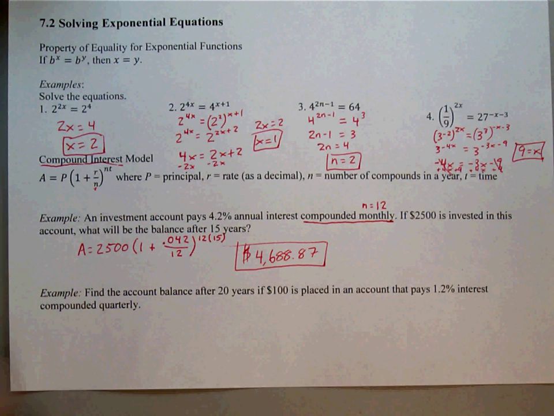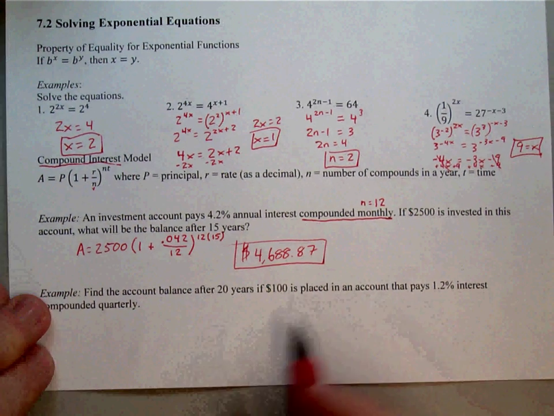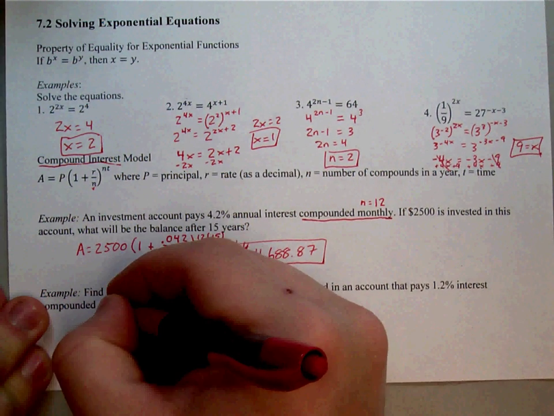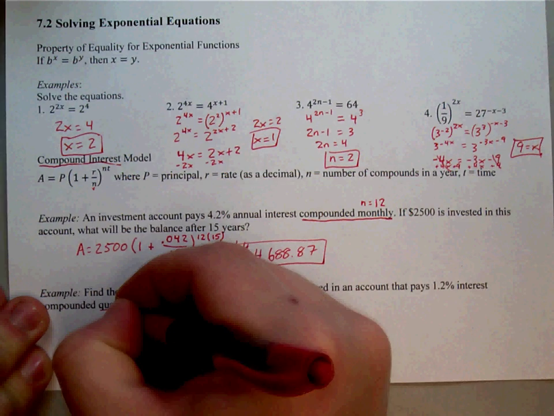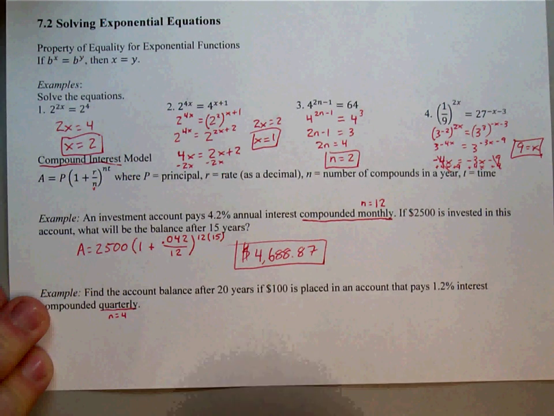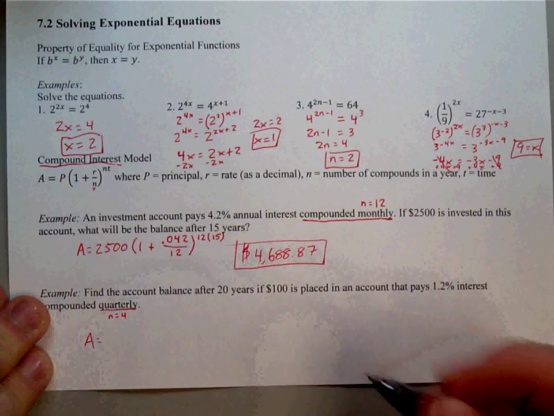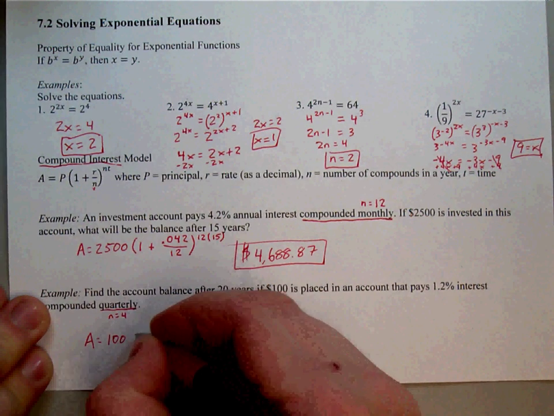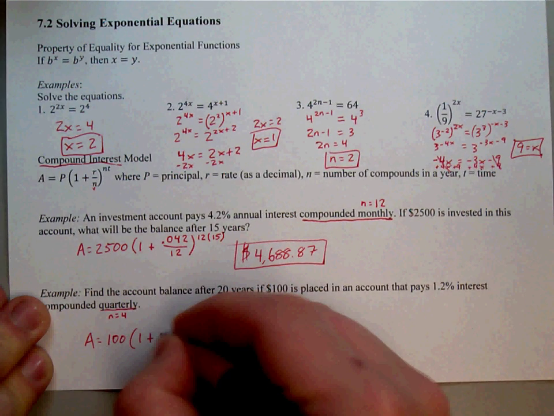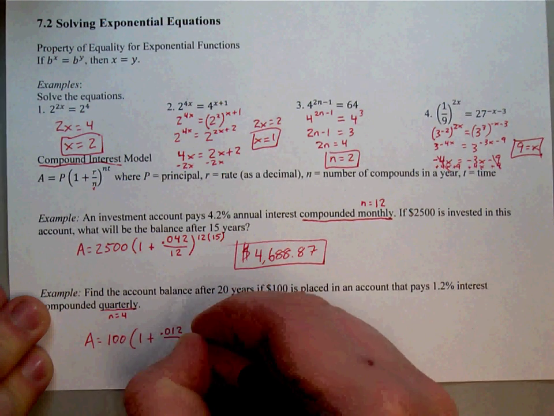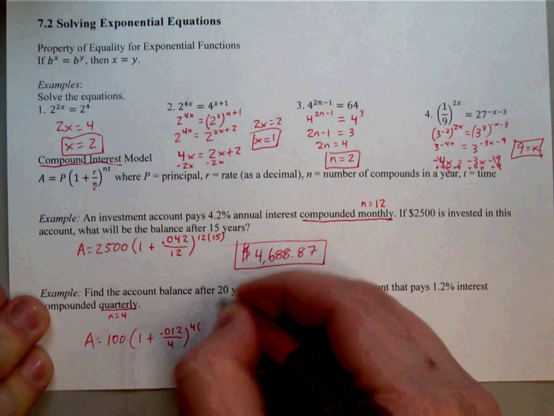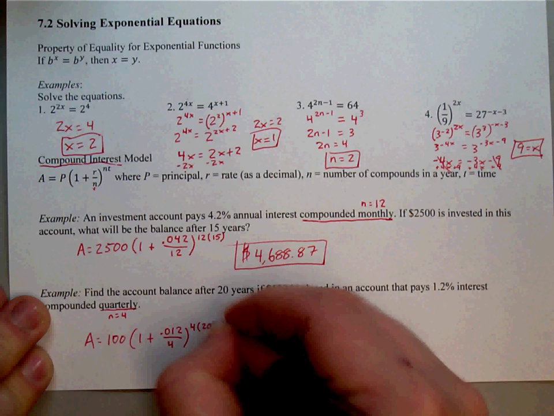And then, next one, find the account balance after 20 years if $100 is placed in an account at 1.2% interest compounded quarterly. So quarterly, there are 4 quarters in a year, so we will use an n value of 4 on this one. The initial amount was $100. 1.2% interest, 0.012, compounded quarterly, so divided by 4. Your exponent is going to be 4 times, and we're looking at 20 years.